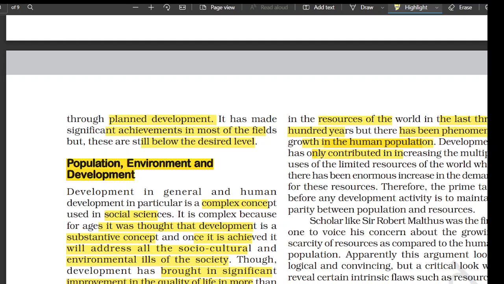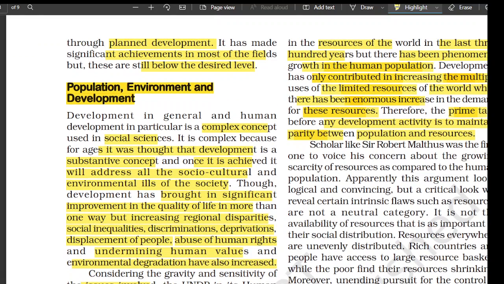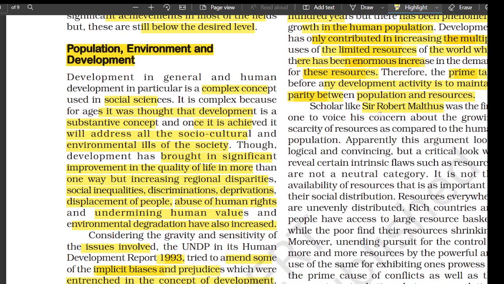Development has only contributed in increasing the multiple uses of limited resources of the world, while there has been enormous increase in the demand for these resources. Therefore, the prime task before any development activity is to maintain parity between population and resources. Scholars like Sir Robert Malthus were the first to voice their concern about the growing scarcity of resources as compared to the human population.